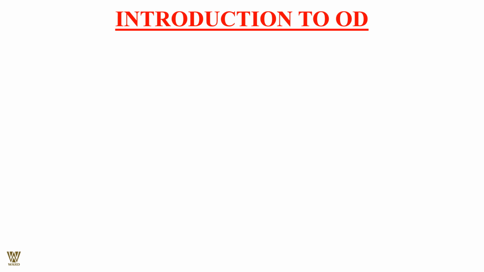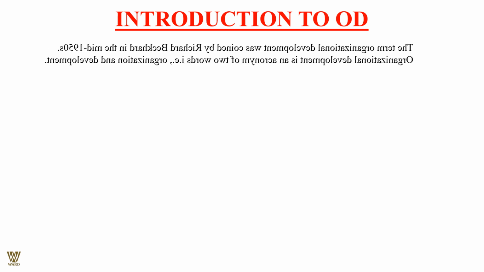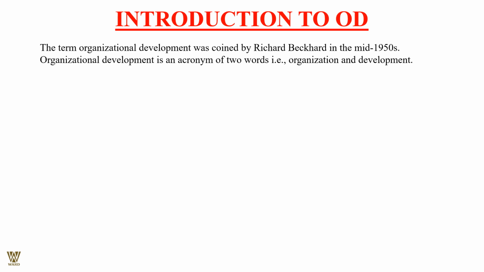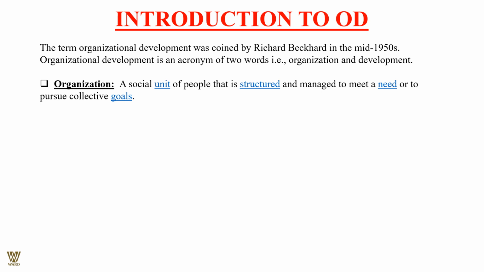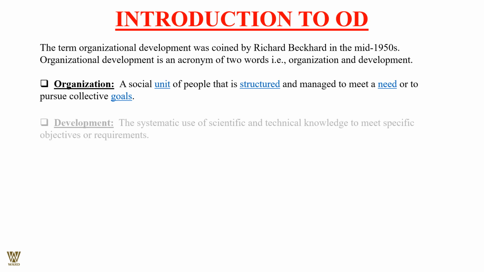Next is the introduction to organizational development, and how do we go about it. Way back, 72 or 73 years ago, approximately in the 1950s, organizational development was coined by Richard Beckhard, which is nothing but an amalgamation of two words, organization and development. What is an organization? It is basically a group of people who work in a structured fashion to meet a goal, not only their own requirement but also that of the organization. As a result, it becomes a collective goal, not only for the individuals involved, but also for the organization, and for the societies, and so on and so forth. So it is a social unit of people that is structured and managed to meet a need and to pursue collective goals.